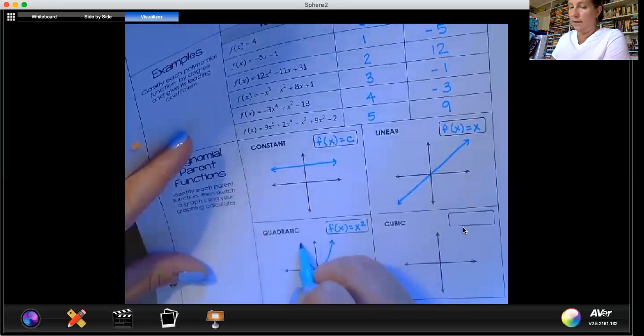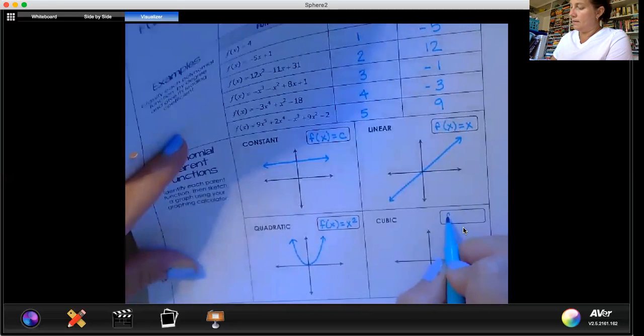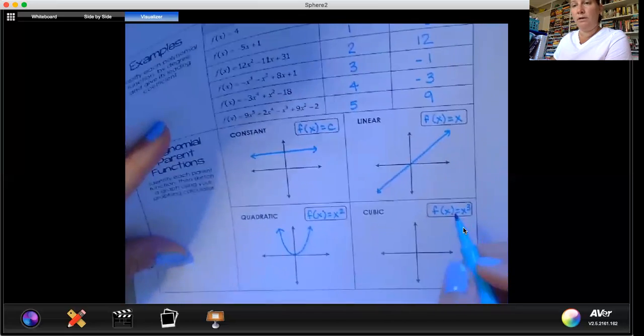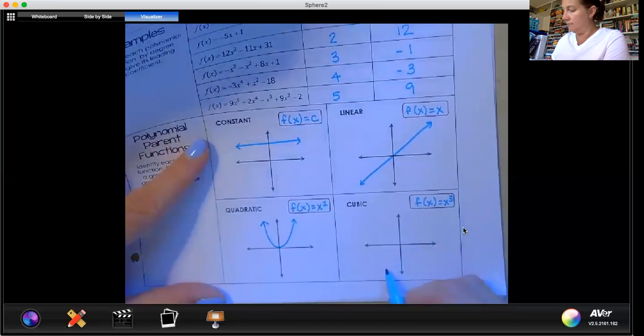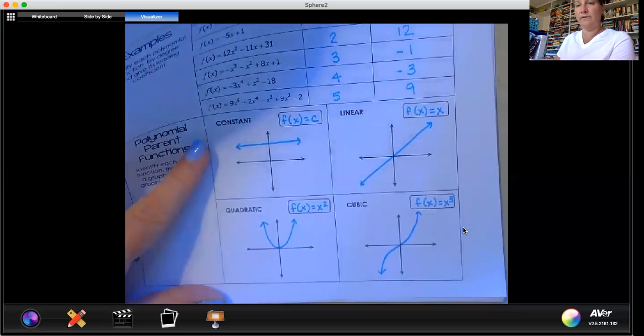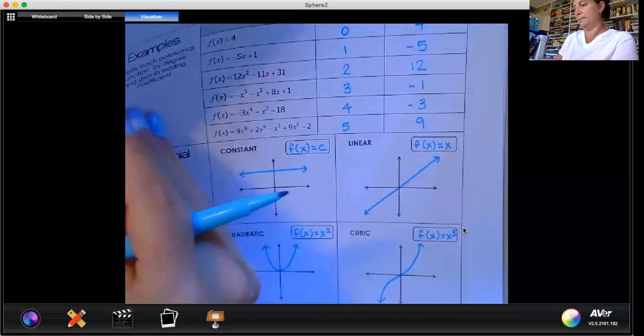It is a curve, not a point. And a cubic function, f of x equals x cubed, goes through the origin, points 1, 1, and -1, -1, and it is a curve. Pause your video if you need to catch up.